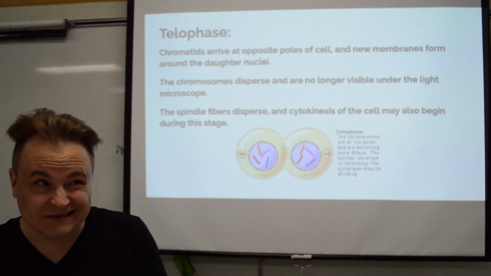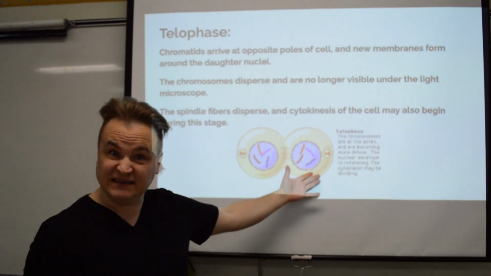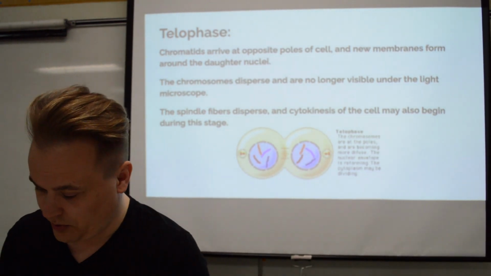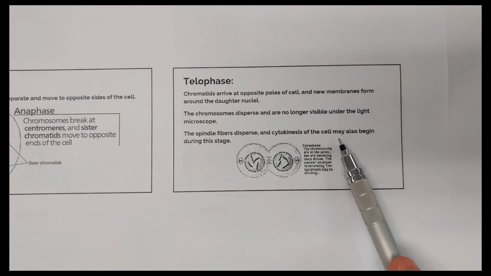They're becoming a new cell of their own. Pretty soon, this cell's going to go through mitosis and make some more. Same with this new cell. It just keeps growing and growing and growing. And the spindle fibers disperse and cytokinesis of the cell can also begin. So what does that mean?